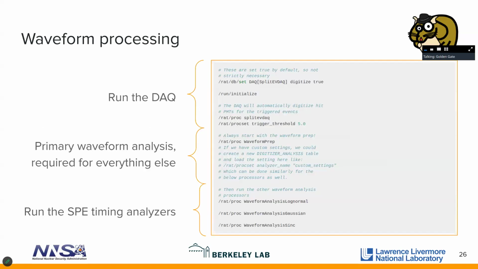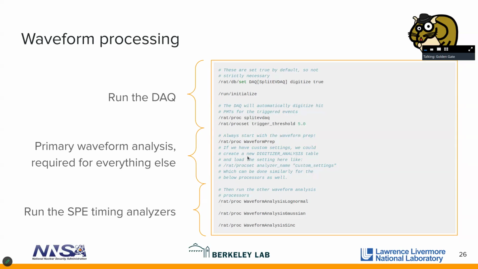Okay, finally, I'm getting to the full example here. Again, this is from the documentation. So we have our processor chain starting with run initialize. Before that, we specifically set our DAC digitize to true. This is not strictly necessary because by default, digitizing the waveforms is set to true. Then we run our DAC simulation. Here we're running split EV DAC with a trigger threshold of 5 PMT hits.